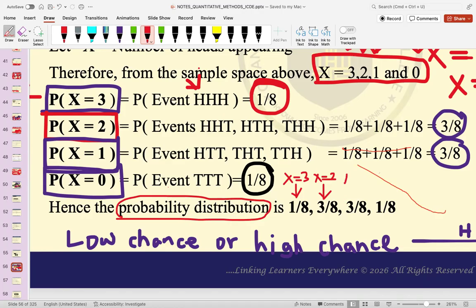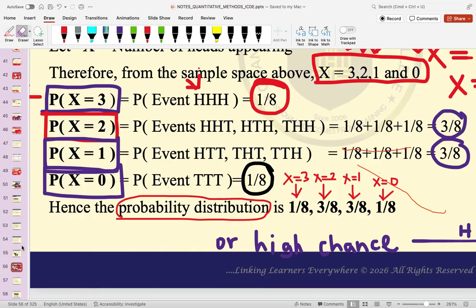If you want only 1 head to show, which is x equals 1, it means, again, you have 3 out of 8 to show. And then finally, if you want the coin to show no head, it means you have 1 out of 8.